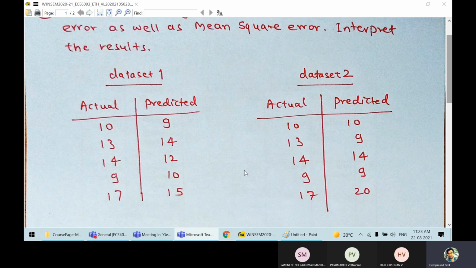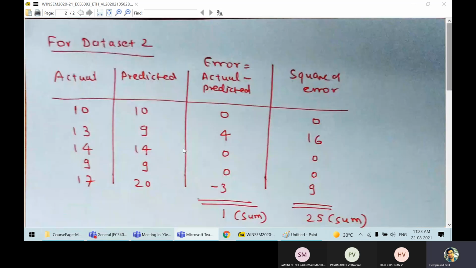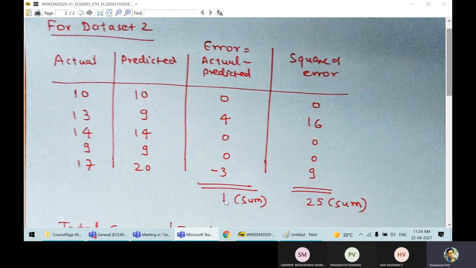Okay, so let us compare the answers for data set 2. These are the actual values. These are the predicted values. Error is equal to actual minus predicted: 10 minus 10 is 0, 13 minus 9 is 4, 14 minus 14 is 0, 9 minus 9 is 0, 17 minus 20 is minus 3. So if we sum it up without taking mod, it is 1.